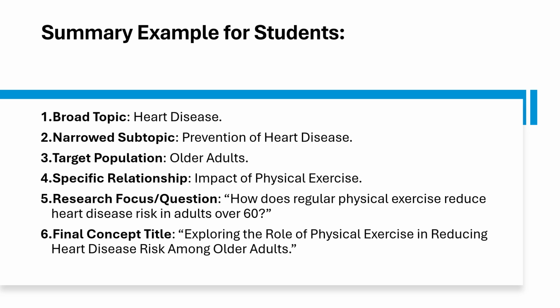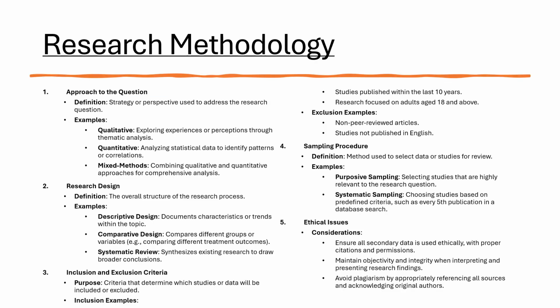Okay, so we need to start with a broad topic and narrow down to the subtopic and targeted population, then a specific relationship and also a research focus question, and we need to specify the final concept title. Okay, so the research methodology: from what I see, we need to have a research methodology. There are three types of research methodology: qualitative, quantitative, and mixed methods. So the definitions of the research method: there are three types, which are quantitative, qualitative, and mixed.